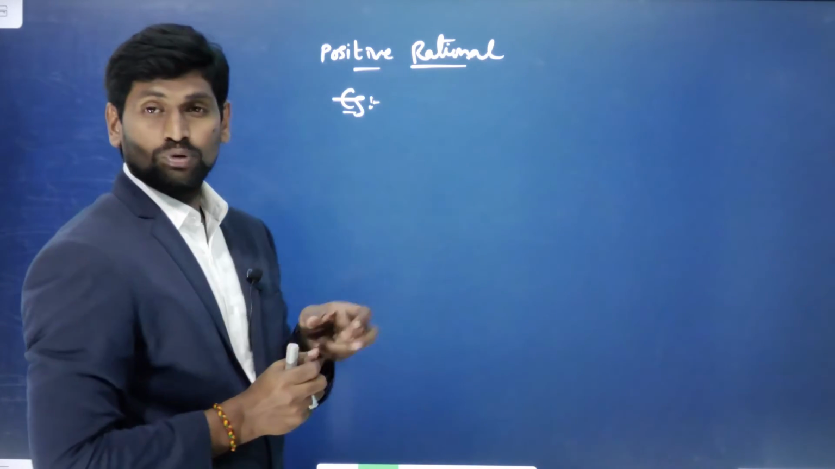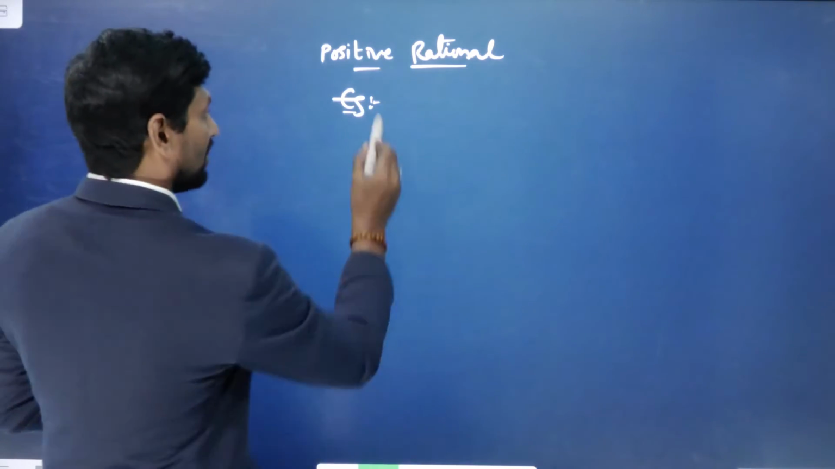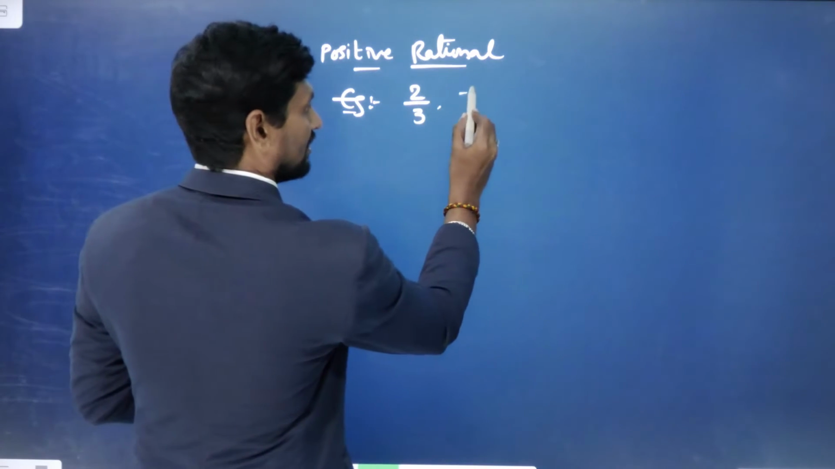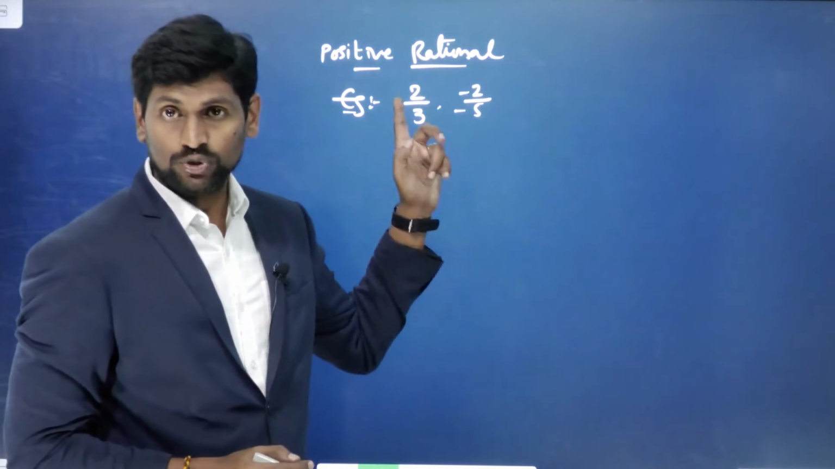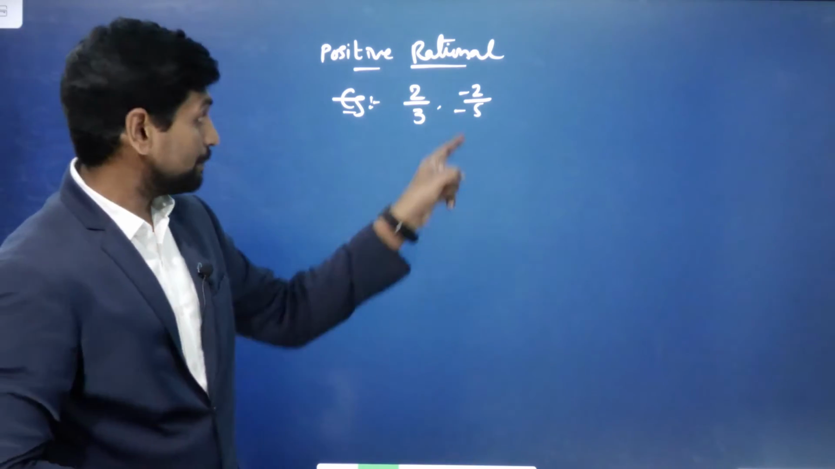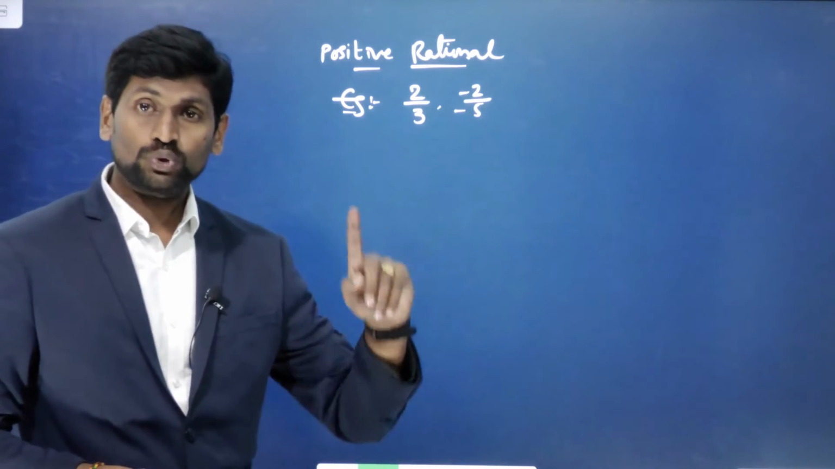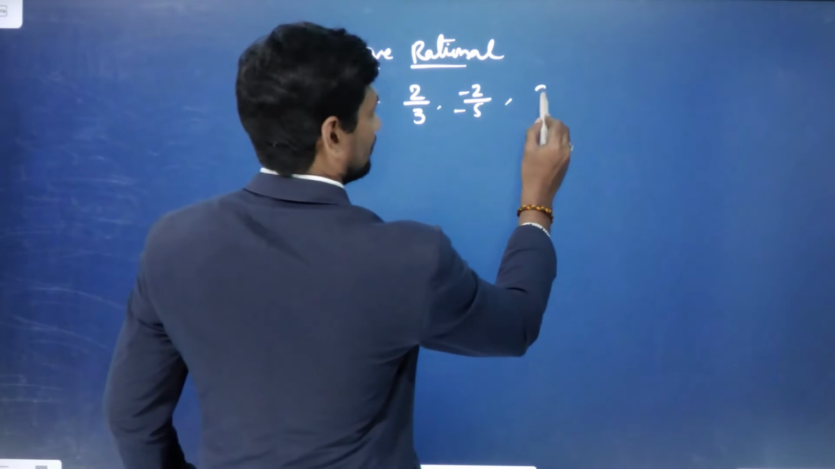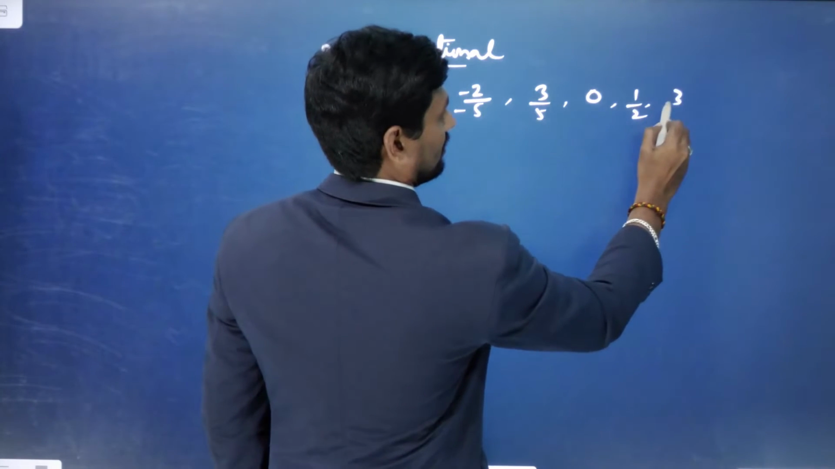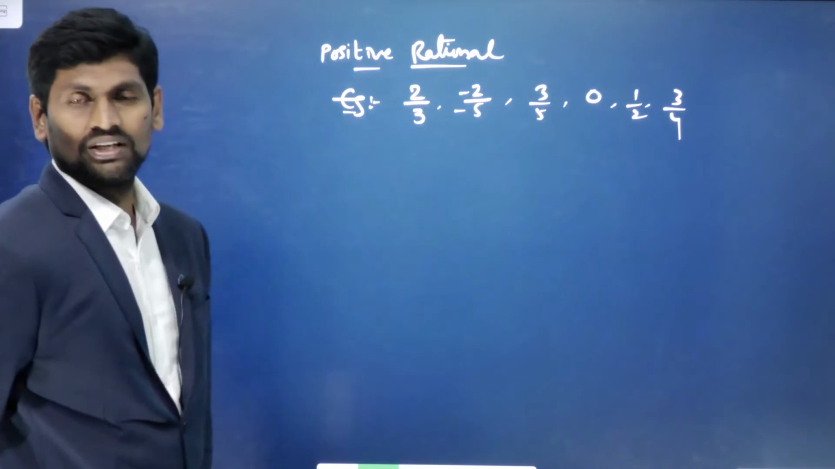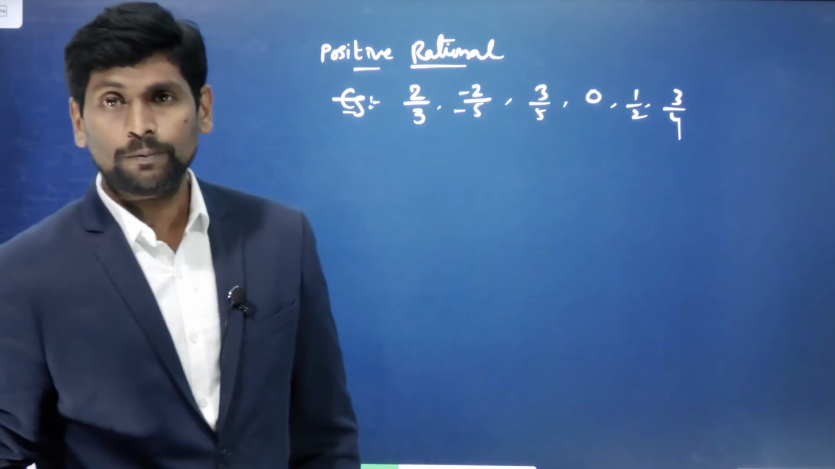Both numerator P and denominator Q have the same sign, like 2 by 3, minus 2 by minus 5. Yes, minus 2 by minus 5 is also a rational number, because both of them have the same sign, whether positive or negative. 3 by 5, 0, 1, anything you can use. 0 is also a rational number, right? Can 0 be expressed in the form of P by Q?